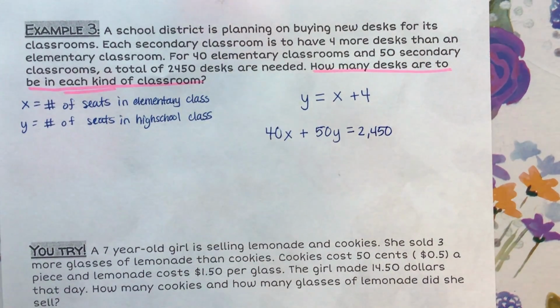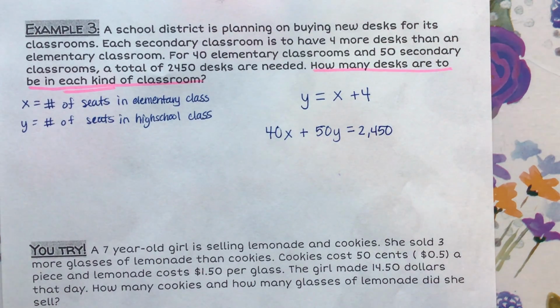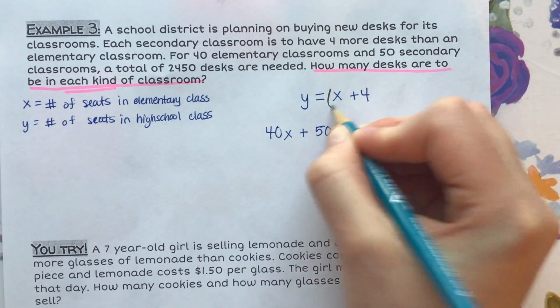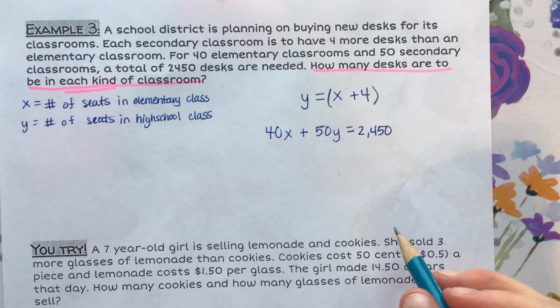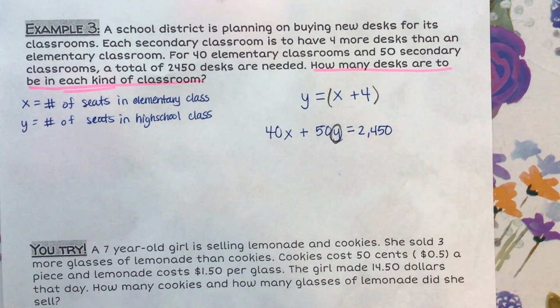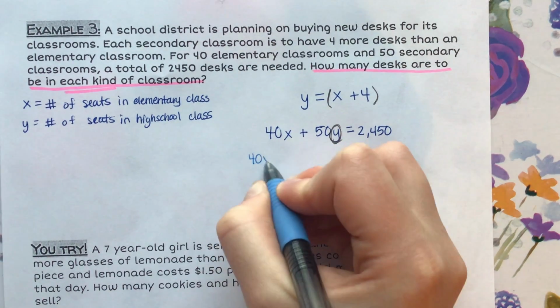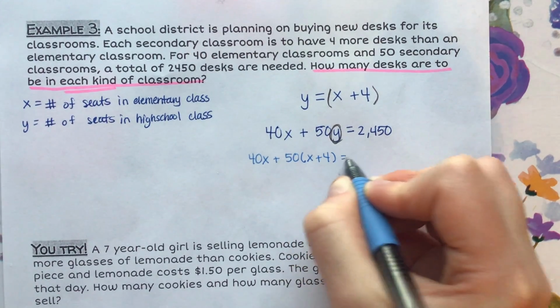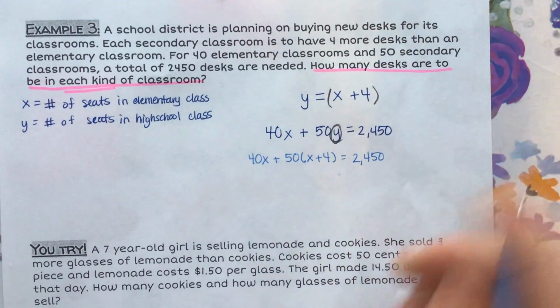These are my 2 equations, and we want to decide how should I solve this, substitution or elimination. I personally think that substitution will be easier here because this equation is already solved for a variable. So I can take this y equals x plus 4 and replace this y with that in the bottom equation. So let's rewrite the bottom equation now, and it's going to be 40x plus 50 times x plus 4 is equal to 2,450.